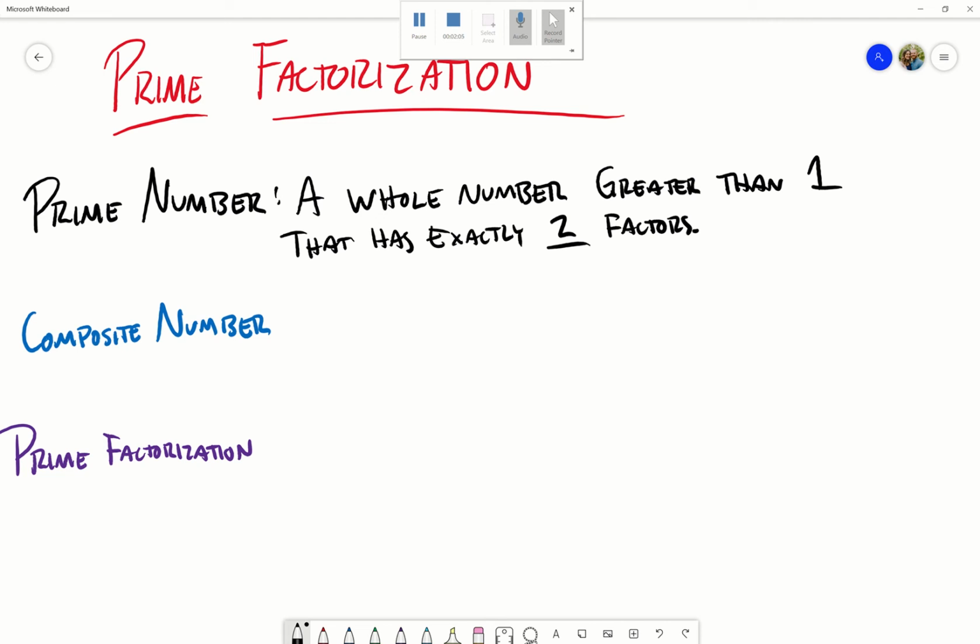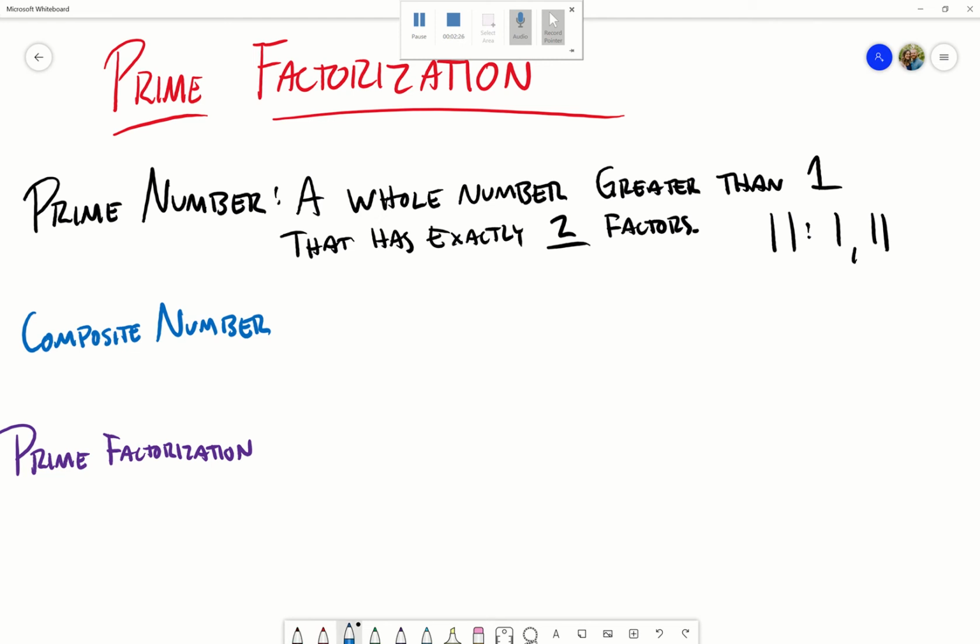Okay, so we'll talk more about factors in a little bit, but an example of a prime number might be 11 because its factors are only 1 and 11. It can't be divided by anything. It can't be broken down into anything smaller. It's just going to be 1 and 11.